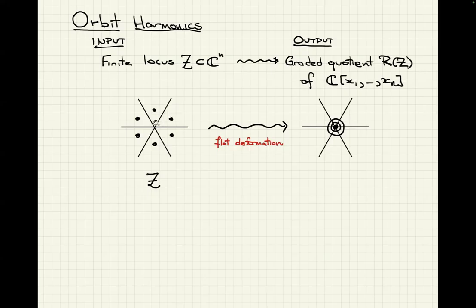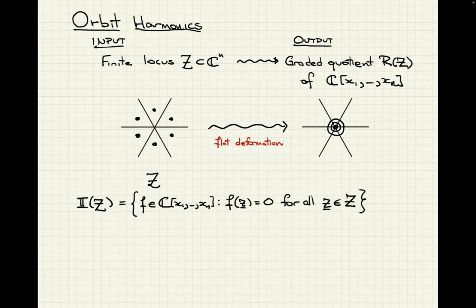And I've shown orbit harmonics as a cartoon here. You're supposed to think about this locus of points as deforming linearly, in the sense of flat deformations, to a typically non-reduced subscheme of C^n supported at the origin. So it's a certain kind of linear deformation, a certain kind of scheme-theoretic limit. But what does this actually mean algebraically? Well, one thing that's always a good idea to do if you're looking at a variety is to look at the ideal of polynomials that vanish on that variety. So Z is a locus of points, and I(Z) will be the associated vanishing ideal.